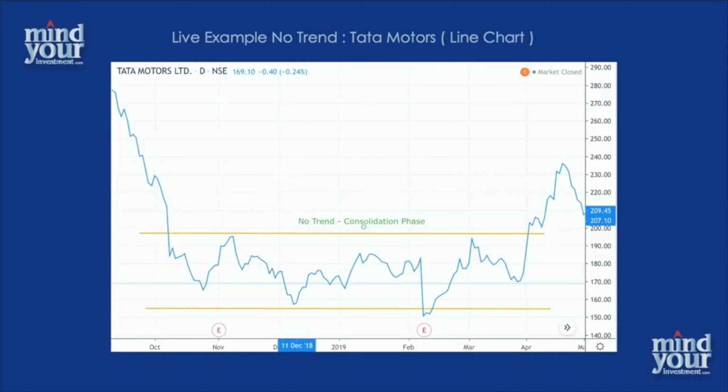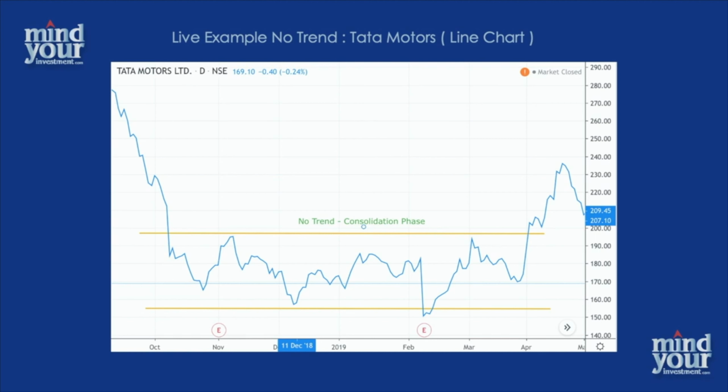So this is a live example of a Tata Motors line chart. And here you can see that the price of the asset was range bound for a certain period of time. And here we could see, with the marking of two yellow lines, one on the top and one on the bottom, that the price of this asset went to the highest level of approximately 200 on the upper side, and on the lower side it went close to 150. So the price of this asset during this entire period never crossed the upper mark or the lower mark. So this is suggesting that this is a consolidation phase.